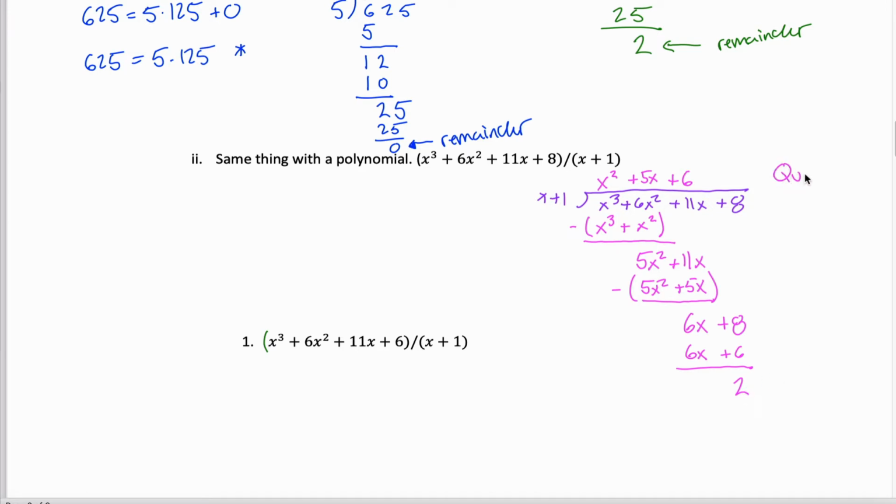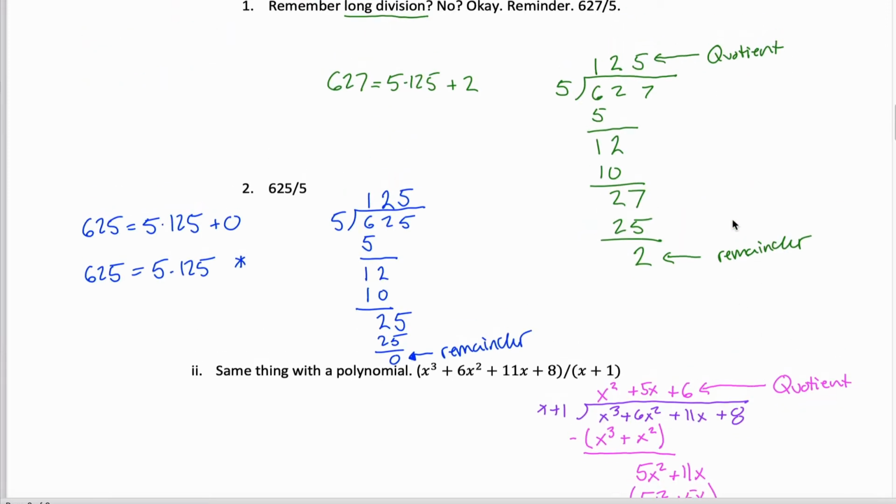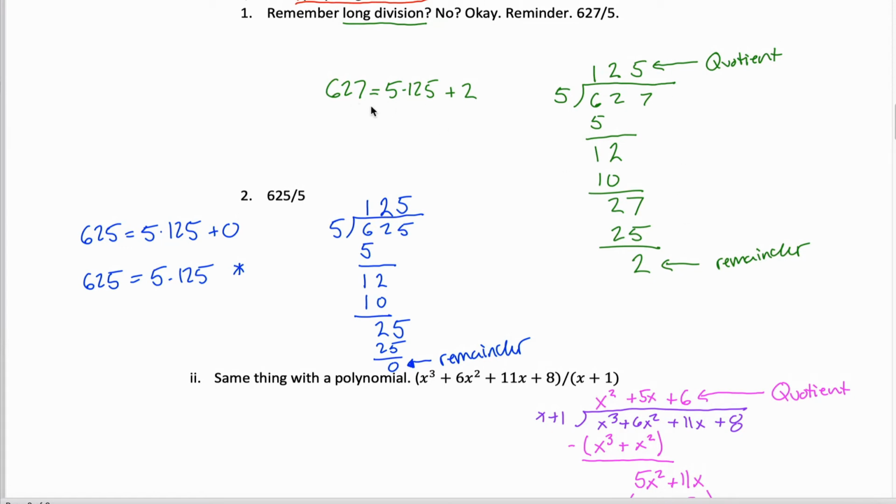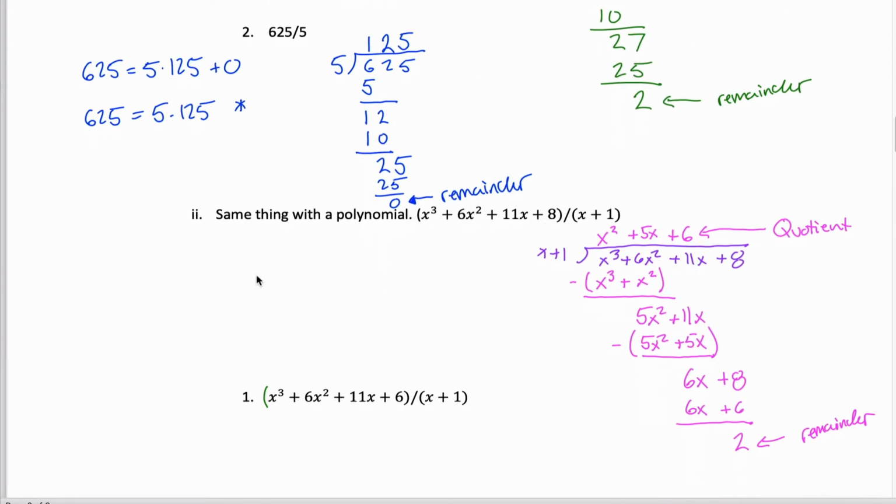We refer to the polynomial up top, x squared plus 5x plus 6, as the quotient. And we refer to this number down here, the 2, as the remainder. What the quotient and the remainder tell us here is the same thing the quotient and the remainder told us up here. It tells us we can take this polynomial, x cubed plus 6x squared plus 11x plus 8, and write it as a product of x plus 1 and x squared plus 5x plus 6 if we add on this remainder at the end, this positive 2.